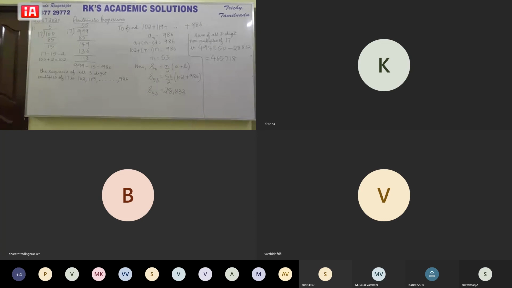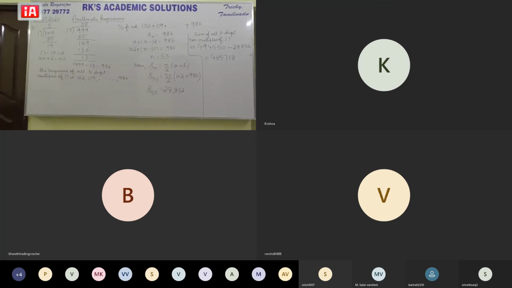And prior to that, what did we do? We found the sum of all the 3-digit numbers. So the sum of all the 3-digit numbers minus the sum of the 3-digit multiples of 17 will give you the sum of all the 3-digit non-multiples of 17. I hope all of us get that.